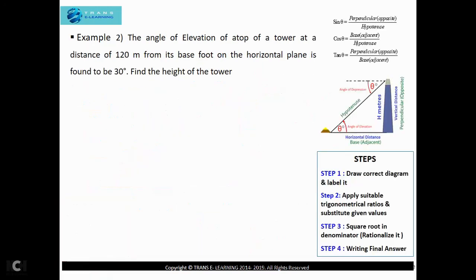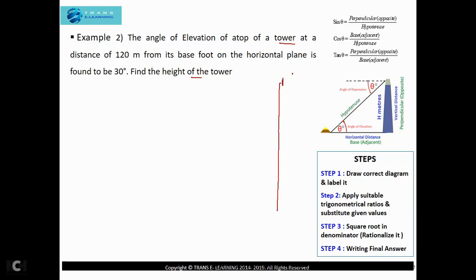Now the next question. The angle of elevation of a top of a tower at a distance of 120 meter from its base foot on the horizontal plane is found to be 30 degree. Find the height of the tower. So the first step is to draw a correct diagram and label it. So now we need to find the height of the tower. So for that we need to draw the tower.